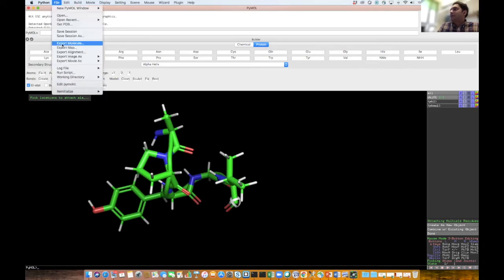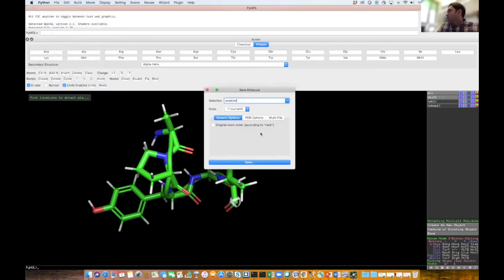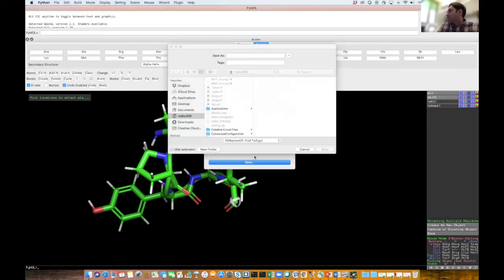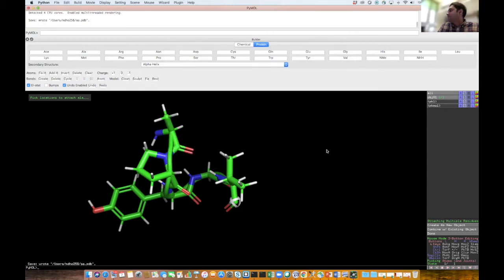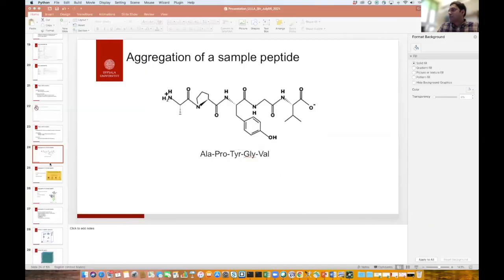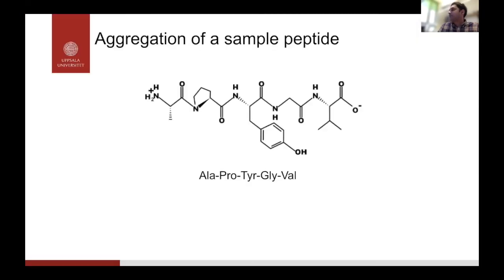Then you can just go and save or export the molecule into your desired PDB format. So if you click save here, you'll see this PDB, and then you can just give it a name, and then you can save this protein or peptide. So that part is quite simple to get the structure file. Now I will go back to my presentation mode again.